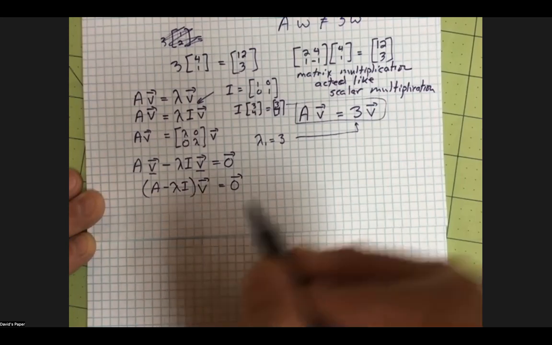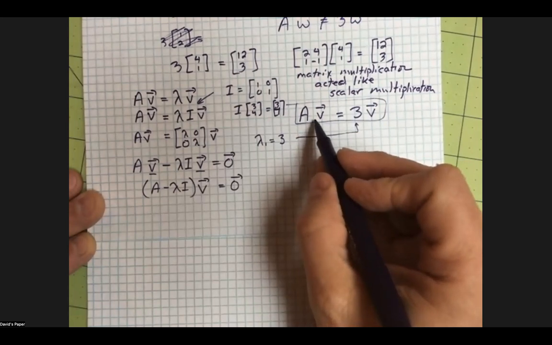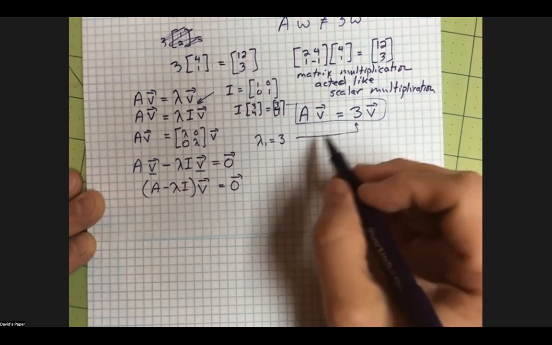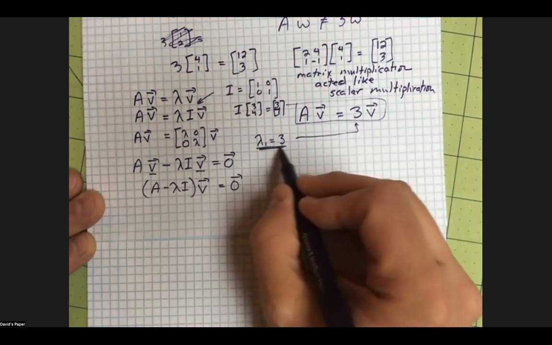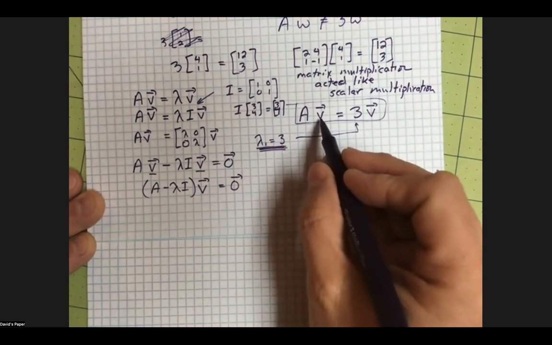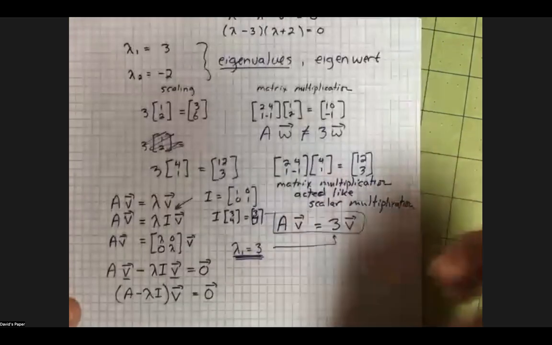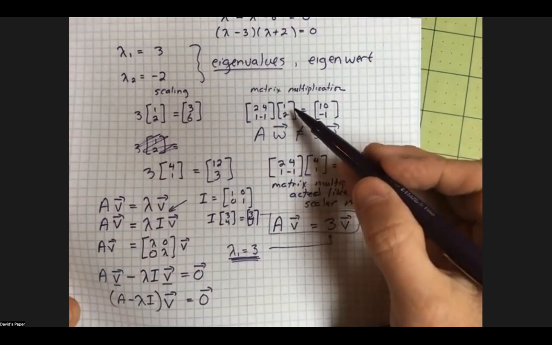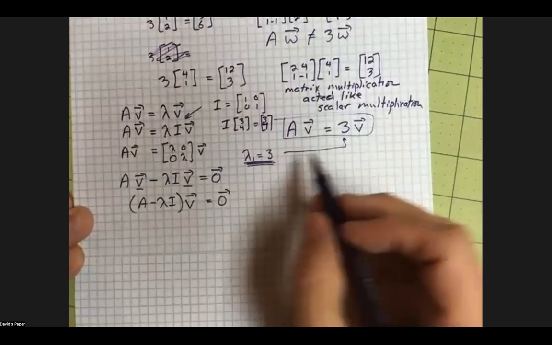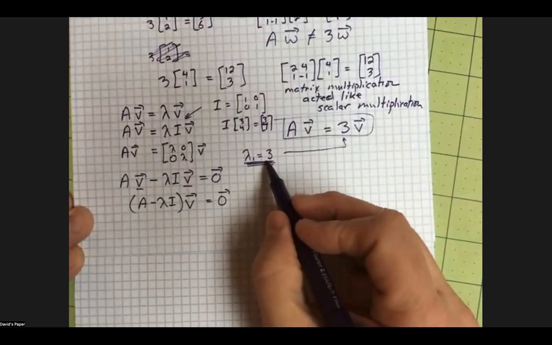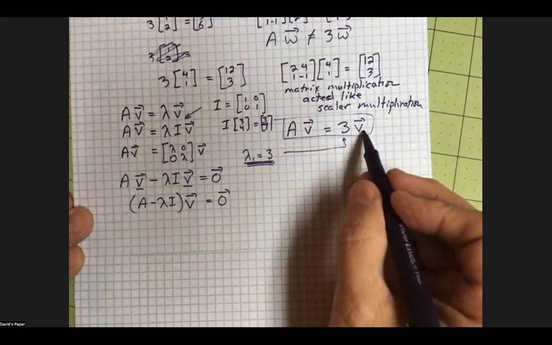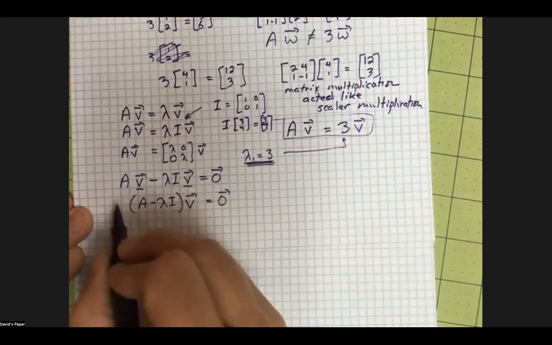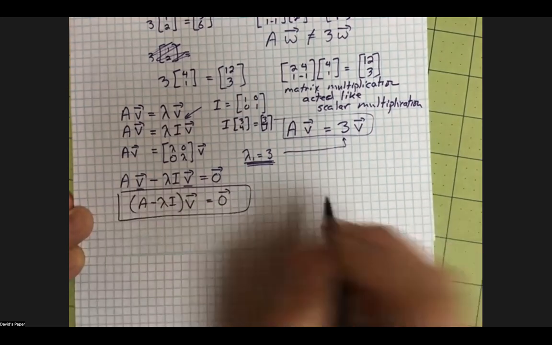And now I see what I'm seeking. Is Av always equal to 3v? No, I can make plenty of examples like that. But if I have an eigenvalue, and if I have a special vector, 4, 1 did the trick. 1, minus 2 did not. So if I choose the right value and the right vector, then matrix multiplication will be the same as scalar multiplication. And here's the criteria.